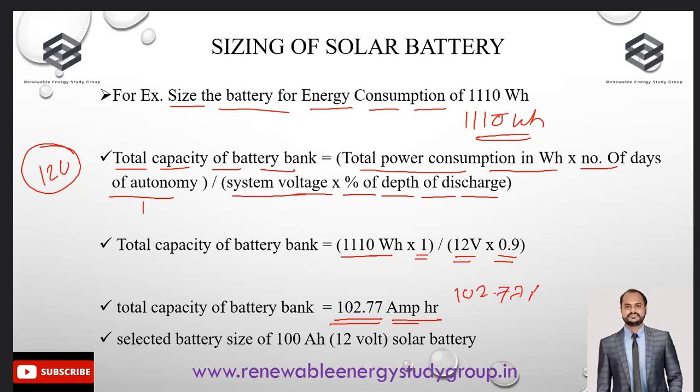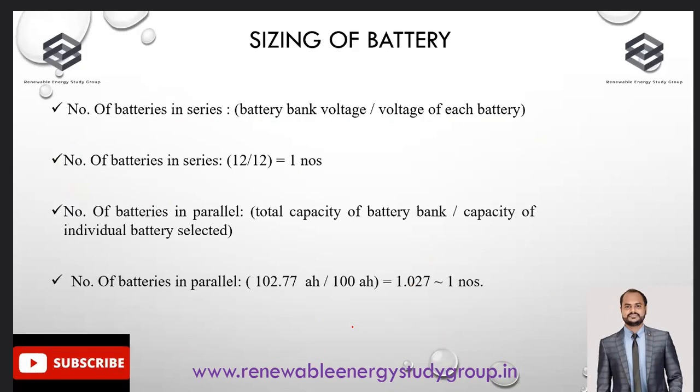102.77 ampere hour. So whichever is the closest market size of battery rating as per our calculation, that we can select over here. In this case, we can select the market size battery bank as a 12 volt battery of 100 ampere hour, which is close to our calculated value. This is the solar battery we can select.